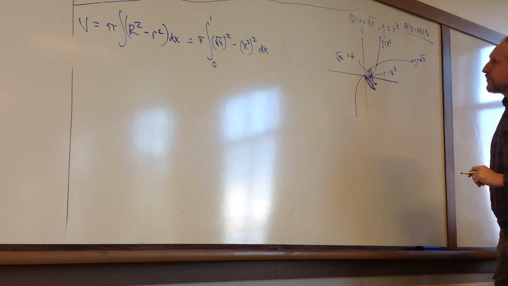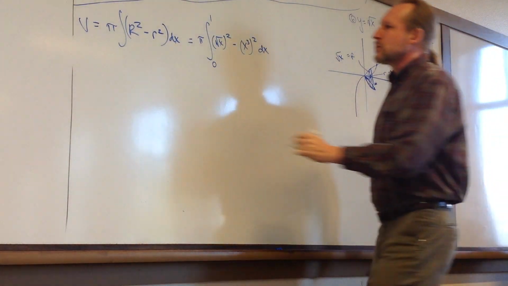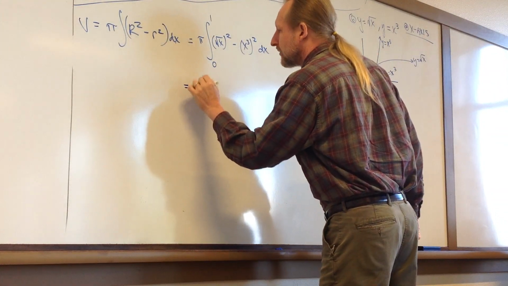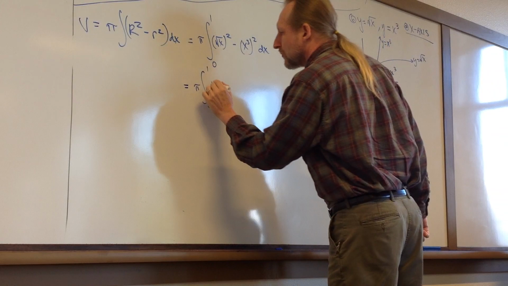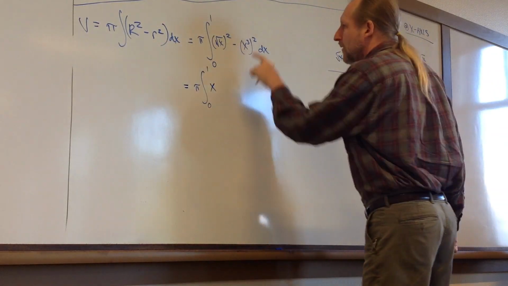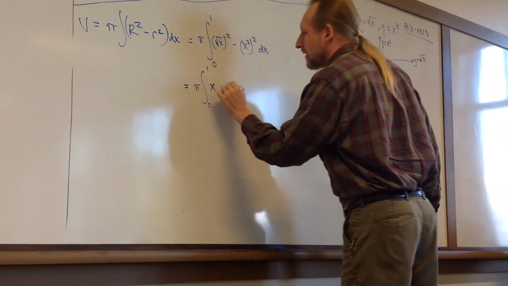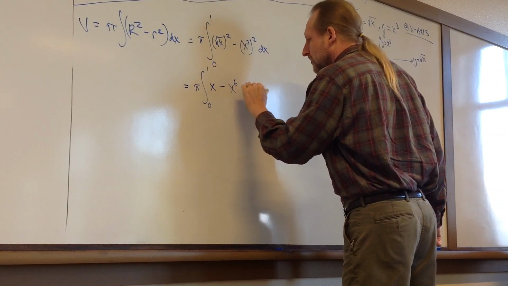Okay, so now we've got everything set up. So let's do a little bit of algebra before we do the integration here. The square root of x squared will just be x to the first power. x cubed squared will be x to the 6th.